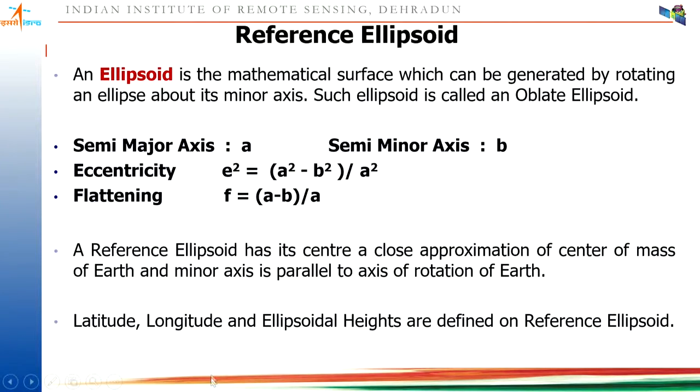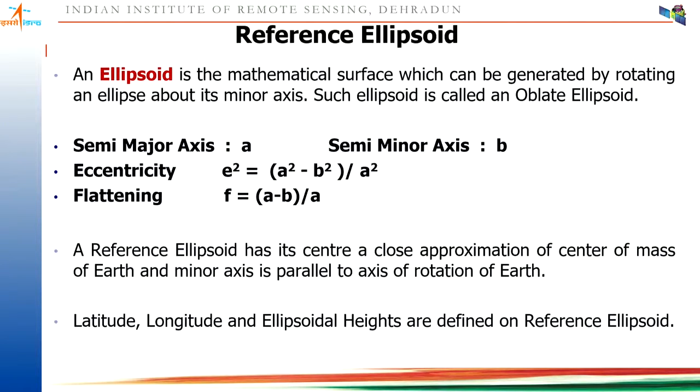And eccentricity: e square equals a square minus b square divided by a square. Eccentricity is another term by which we show how far the geometry is from the circular position.